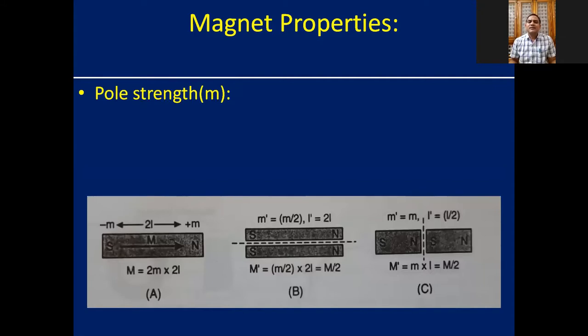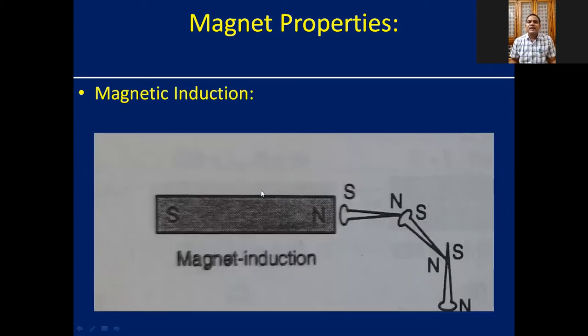So I explained about the pole strength. It is a scalar quantity, right? It depends on the nature of the material, cross section and state of magnetization. It is measured in the unit ampere meter, right? After that, magnetic induction. Magnetic induction is nothing but what? When a magnetic material is brought near the magnet, then magnetism is induced in that material so that it can be attracted by the magnet. That property is called magnetic induction.